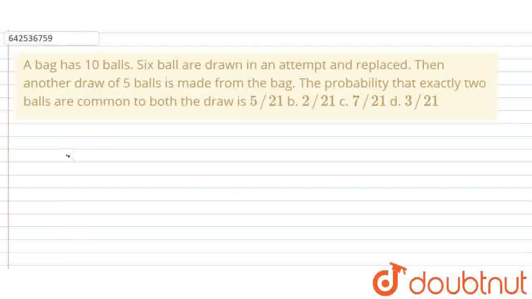First, I'm going to take the total number of ways for the second draw. The second draw I'm going to write here as 10C5. So from the 10 balls I'm going to draw 5 balls here.